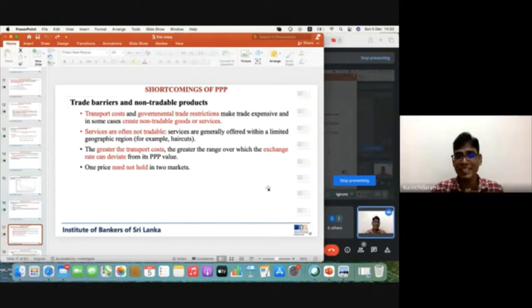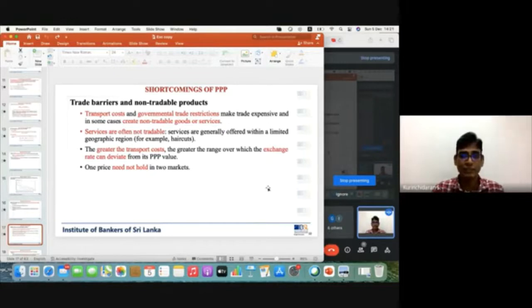The second one: services are often not tradable. I have given the example of a haircut. You may be spending maybe 500 rupees for a haircut, but if you go to Australia, maybe $60 per haircut. Sri Lanka is much cheaper; in Aussie dollar terms, maybe 8,000 rupees per head. So can a person come and have the haircut here? No, there's no way. So services are often not tradable, and then you cannot see the law of one price or purchasing power parity working on that ground.